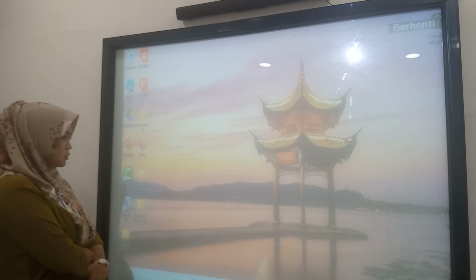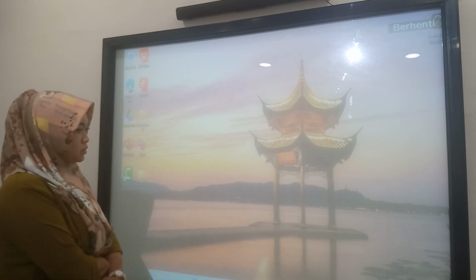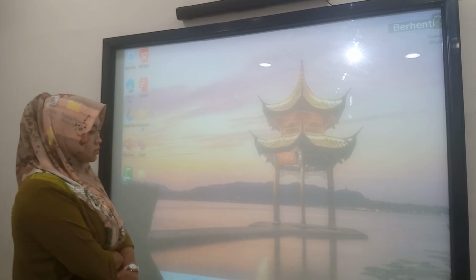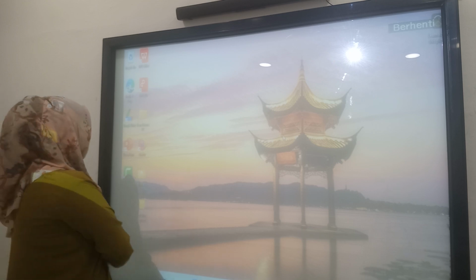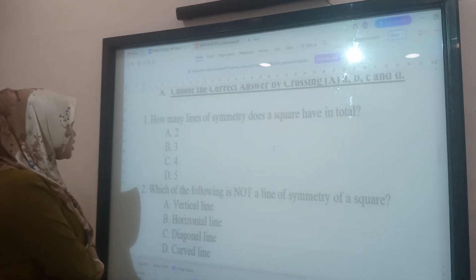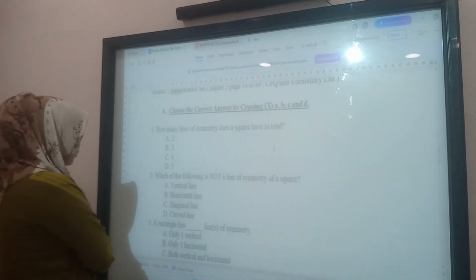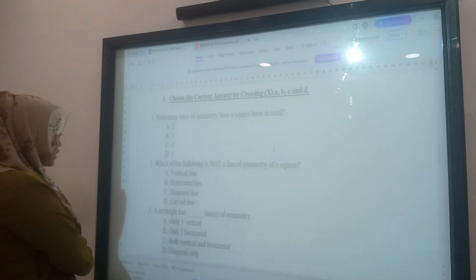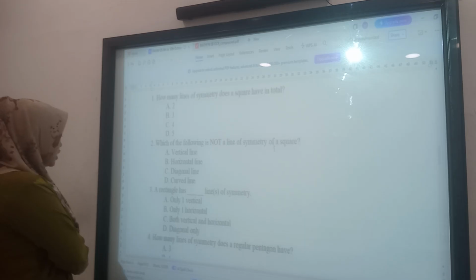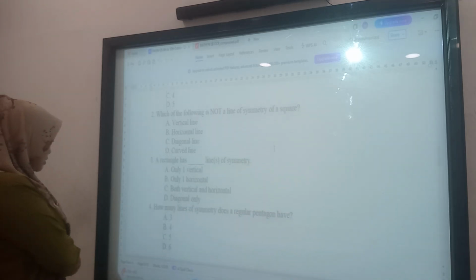From the question, now we can start with question number 1. How many lines of symmetry does a square have in total? C, 4. Number 2. Which of the following is not a line of symmetry of a square? D, curved line. Number 3. A rectangle has C, both vertical and horizontal lines of symmetry.